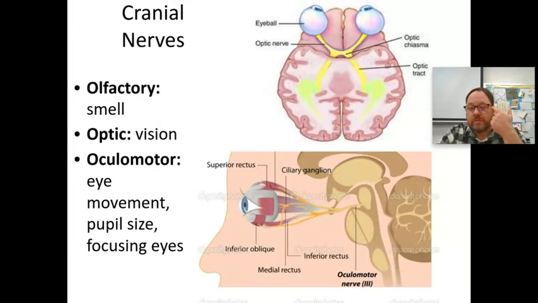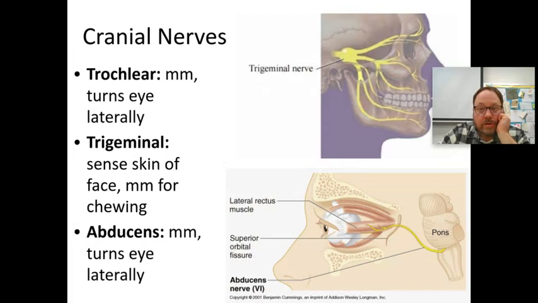Oculomotor. Oculo is in reference to the eye. Motor means you're controlling eye movement. And then intrinsic eye muscles, muscles inside the eye that make your pupil constrict and dilate. The trochlear nerve, again, it's used in controlling external or extrinsic eye muscle, so it helps you move your eyes around.